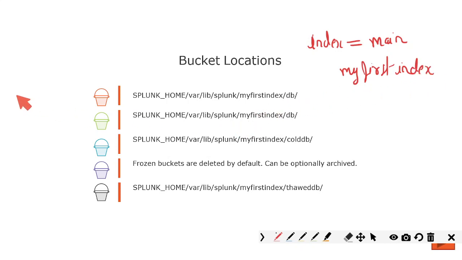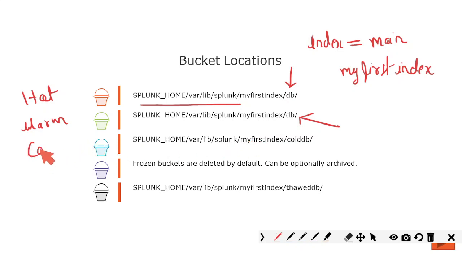From the hot bucket perspective, this is the hot bucket and this is the warm bucket. You can see the directory location for these buckets, and you can see that Splunk home, where lib Splunk is, is where all the indexes will be stored. Under the DB directory, your hot buckets will be stored. Under the DB directory, your warm buckets will be stored. There are certain naming conventions we will be talking about in the subsequent slides.